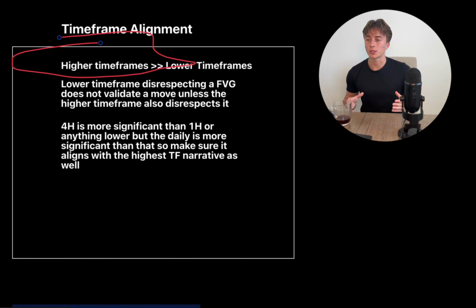So obviously you may think that you found the narrative from the 4 hour time frame, which did a specific thing that aligned with the 1 hour, but that doesn't matter if the daily narrative is different from whatever's showing on the 4 hour time frame. That's because the daily narrative is more significant than those. So make sure that all of the time frames align for you to actually take a setup.